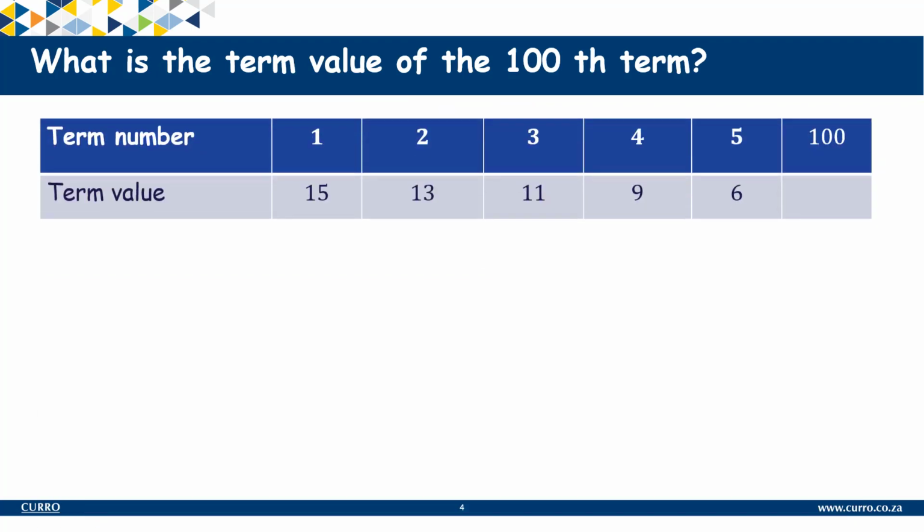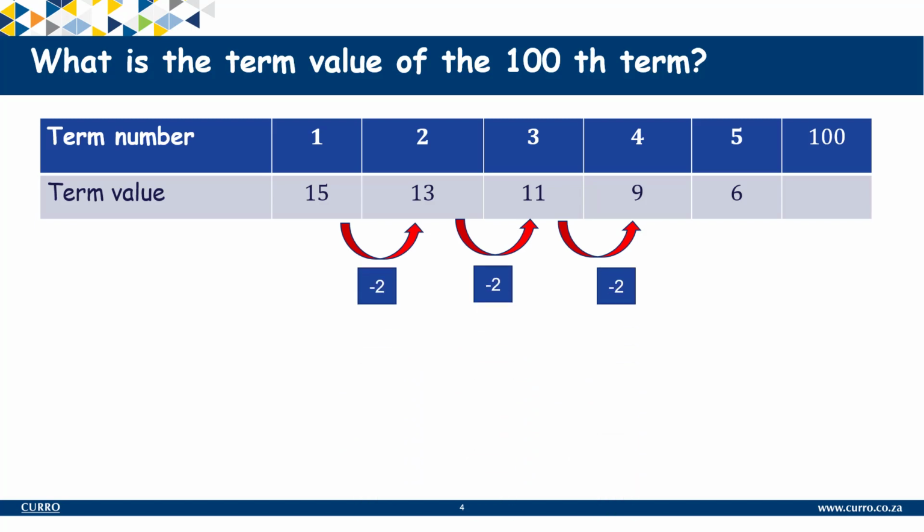So now we use the same idea. This is a table and the input number will be the term number. So the first number in our pattern is 15. That's term number 1. The second number in our pattern is 13. So the term number is like the input number and the term value is like the output number. We notice in our pattern that there's a constant difference. We have to subtract 2 every time to get the next number. We can say we subtract 2 or we add a negative 2. And we are way too lazy to write it out until we get the 100th term.